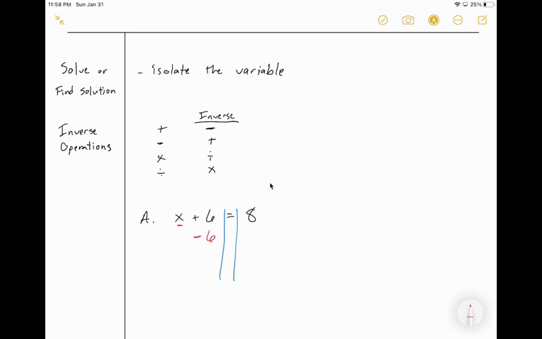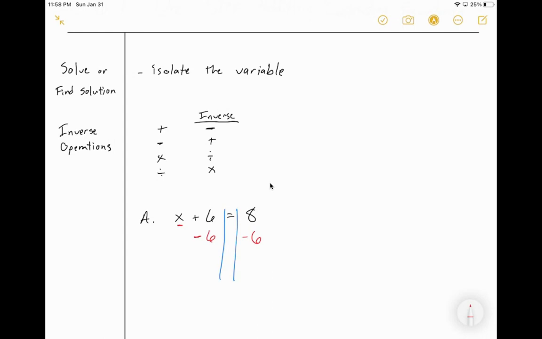Now, what I do on one side, I have to do to the other. You have to imagine that equations are like scales. Anything you do on one side, if you add on one side, you have to add on the other. If you subtract on one side, you're subtracting on the other. It's what we call the golden rule of algebra. What you do to one side, you do to the other.